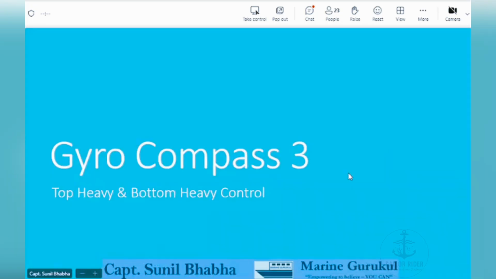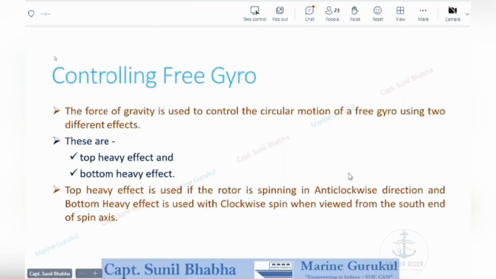In this presentation, we are going to see how we convert a free gyro into a gyro compass. The first step of conversion is controlling the gyro, and that is done using a top heavy or a bottom heavy control. For controlling the free gyro, we use the force of gravity. The force of gravity is used to control the circular motion of a free gyro using two different effects, known as the top heavy effect and the bottom heavy effect. We will discuss these effects one by one.